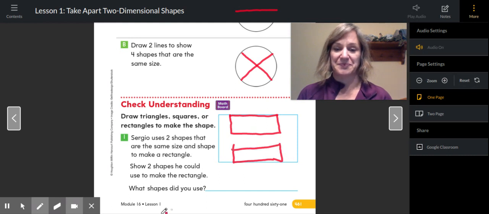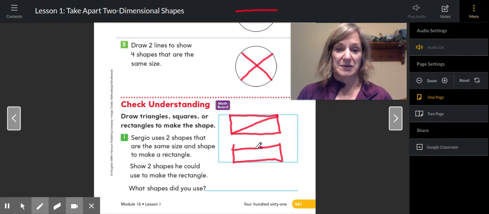That one's not a very good one. So I have to use 2 different shapes. I'm going to choose up here to use 2 triangles. Are those 2 triangles equal and the same? They are. This side is the same, that side is the same, and then that side is the same. So those would be equal pieces.